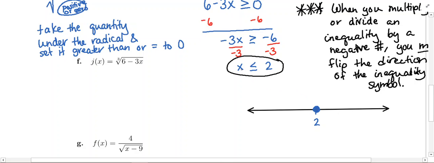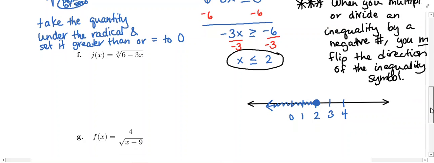Now if you read this inequality to yourself, it says your x values have to be less than or equal to 2. So which way am I going to shade? If you look around 2 on the number line, which way do you have numbers that are less than 2? That's going to be to the left. Every number less than 2 is okay to plug in. Anything bigger than 2, like 3 or 4, you can't plug in.